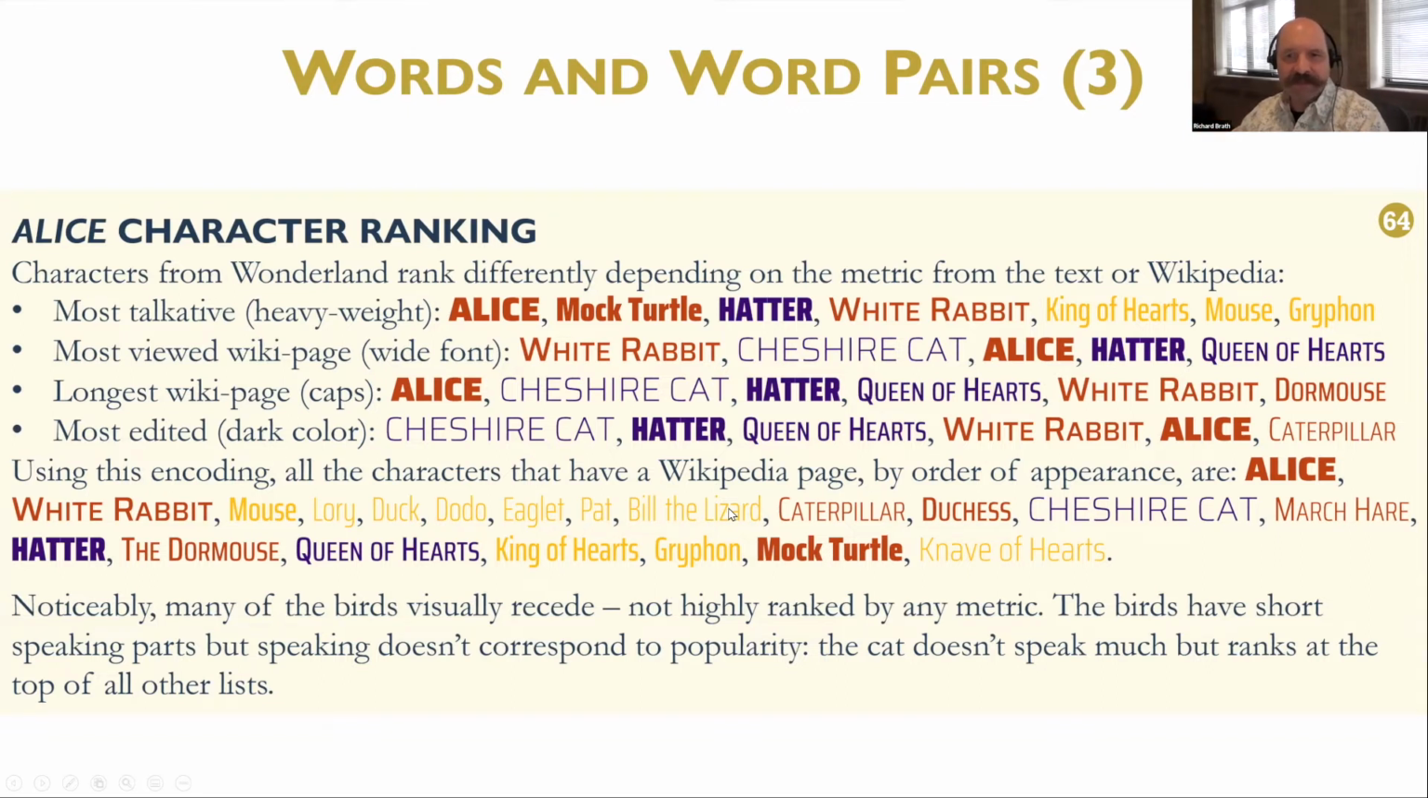On the other hand, we can see like super wide text. The Cheshire Cat is super wide, right? Super wide is the most viewed wiki page, right? But it's not bold, it's not heavyweight like the other ones. So there isn't necessarily a correspondence between how much a character talks and how popular they are. So popularity doesn't necessarily relate to the amount of speaking.